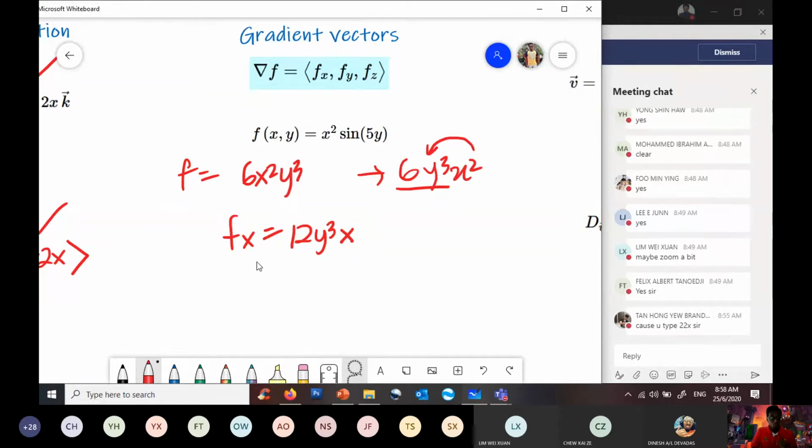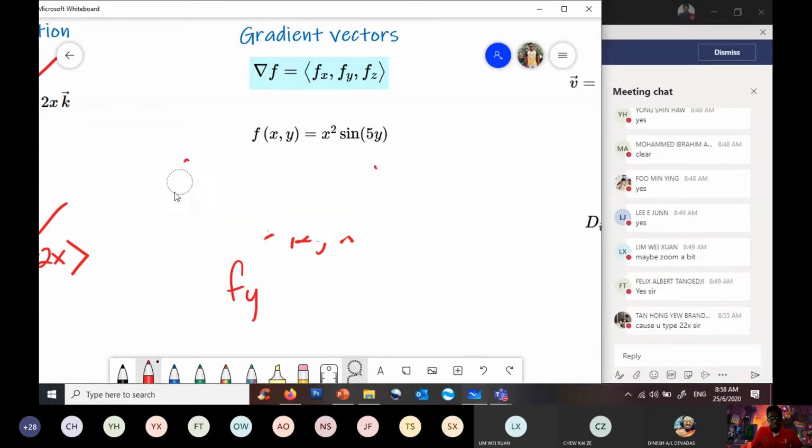If you're differentiating with respect to y, then your x is a constant. So that's the basic idea of it. Almost like the counterpart of multiple integral. Nothing much. Okay, so let us try.